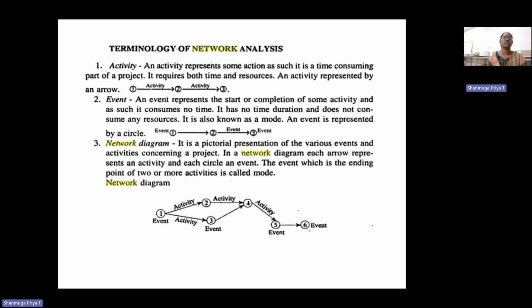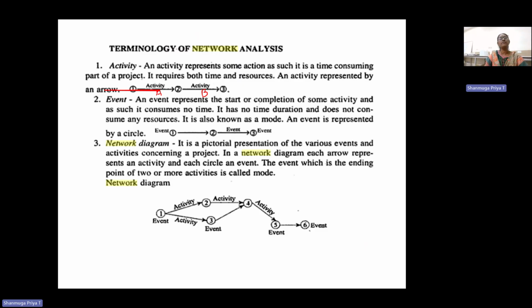As I mentioned, an activity represents an action, which is the time consuming part. So an activity will be marked with an arrow, activity A and also activity B. These activities are mentioned in the arrows, and they require and consume time and resources. An activity is represented by that arrow, A and B marked as a net. So for these activities, time and resources are considered.